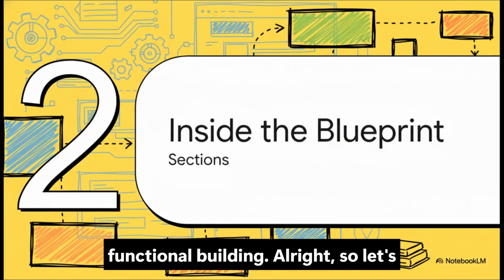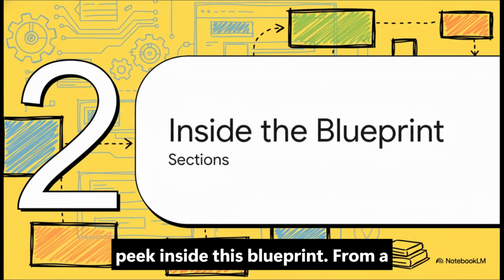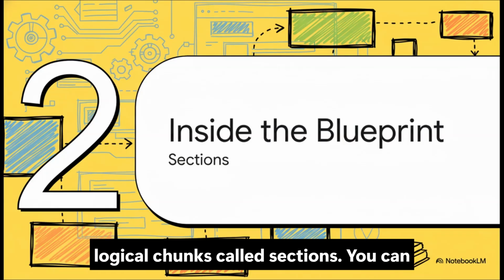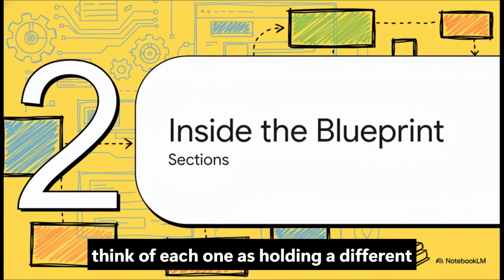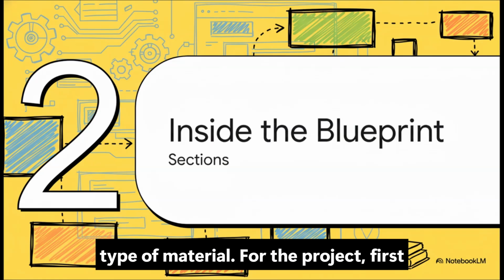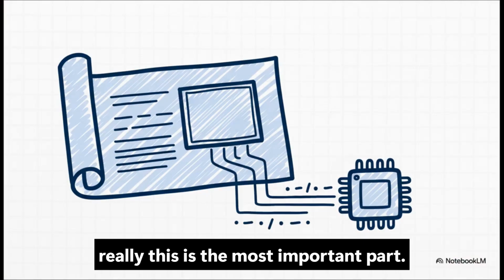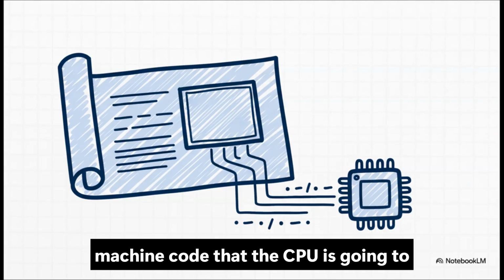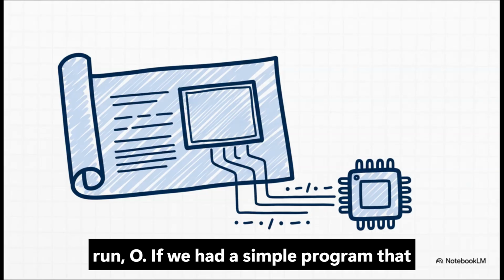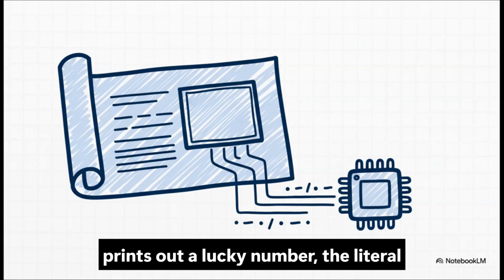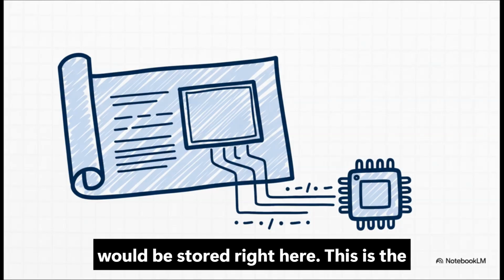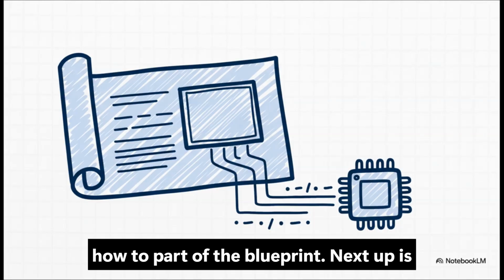All right, so let's peek inside this blueprint. From a programmer's or a compiler's point of view, it's all organized into these logical chunks called sections. You can think of each one as holding a different type of material for the project. First up, you've got the .text section, and really this is the most important part. It's got the actual instructions, the raw machine code that the CPU is going to run. So if we had a simple program that prints out a lucky number, the literal step-by-step commands for doing that would be stored right here. This is the how-to part of the blueprint.